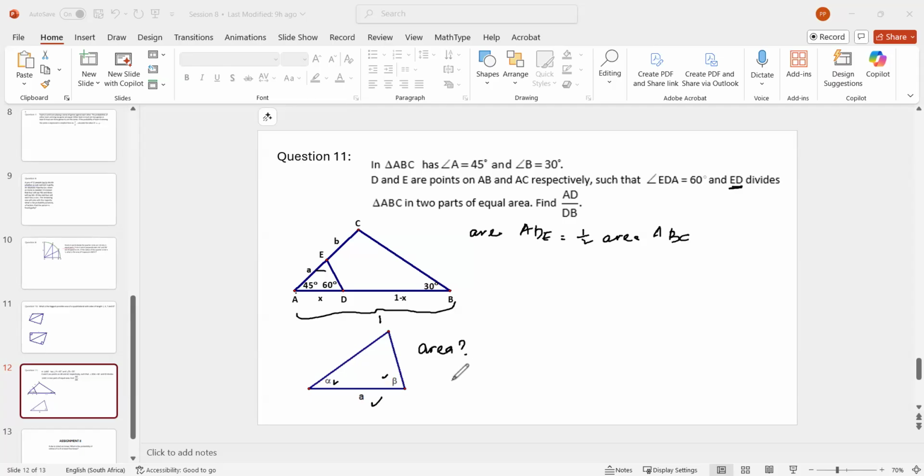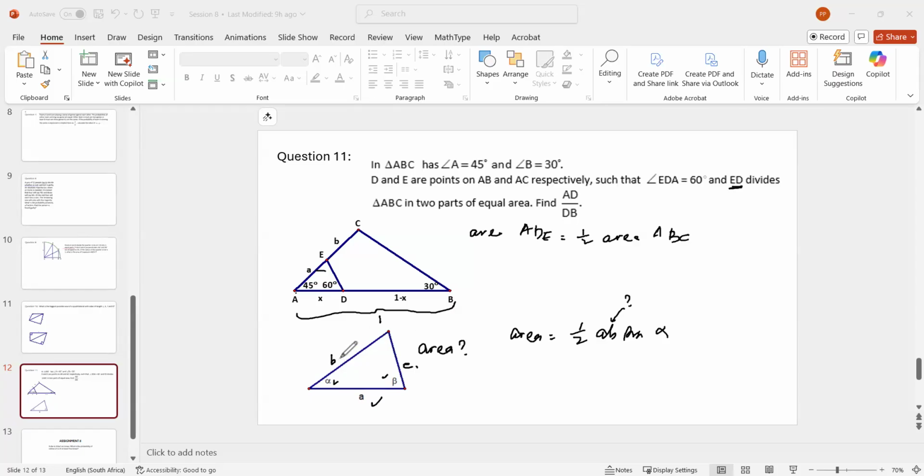So given that, is it possible to find a formula? Yes, we can. Let's call these sides B and C. The area is equal to half A times B, sine alpha. Now I don't want B. I only know A, alpha, and beta. I don't want B. What is B now?